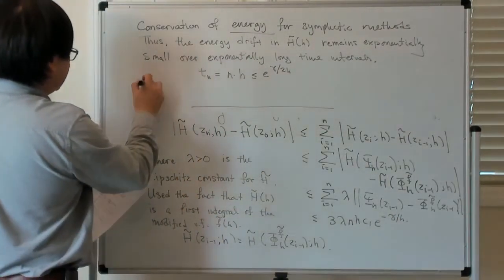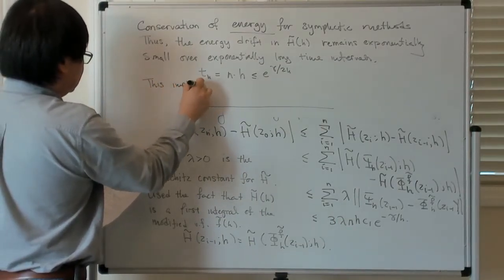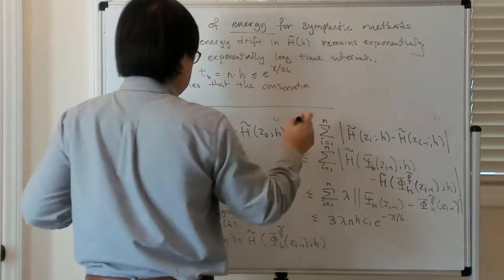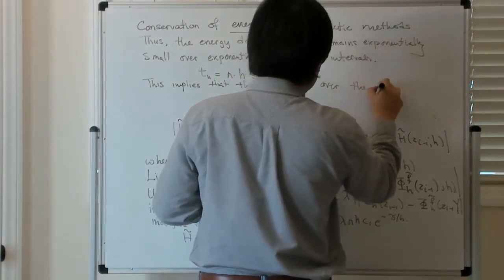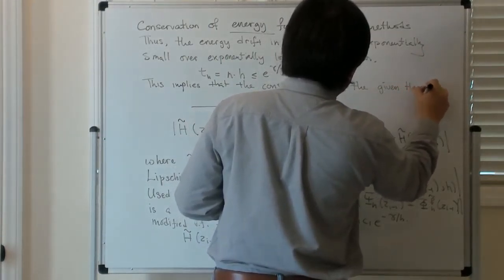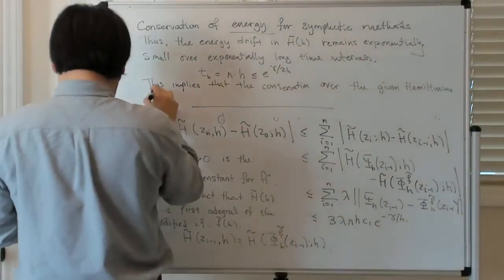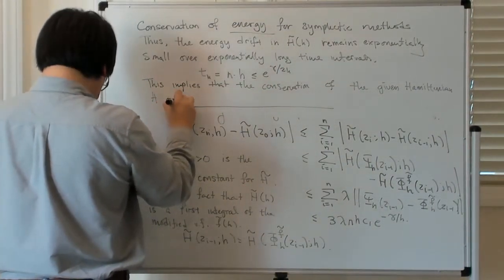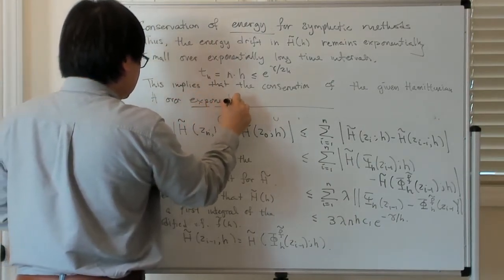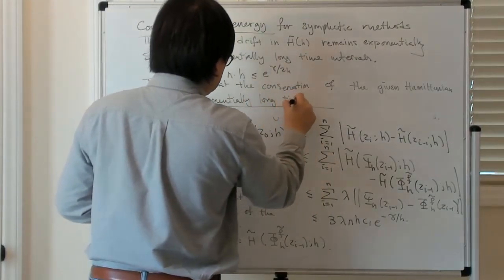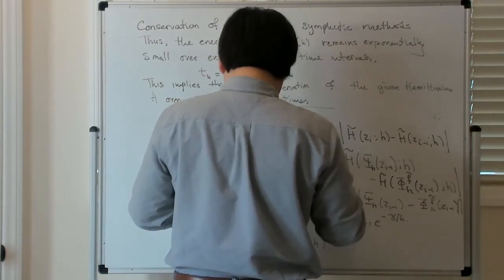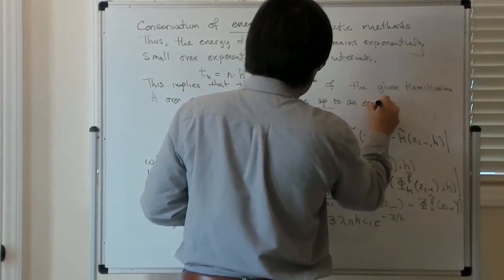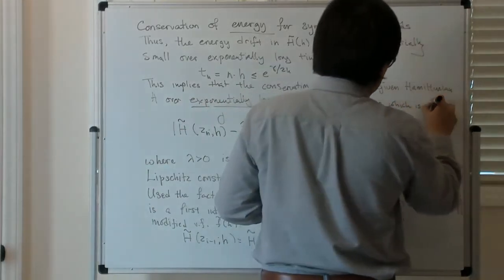All right, so this implies the conservation of the given Hamiltonian H, the original Hamiltonian, over exponentially long times, up to an error which is big O of h to the p.